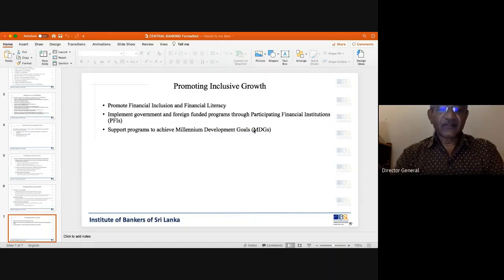And the other one is to support programs to achieve the Millennium Development Goals. The Millennium Development Goals are multiple, and that is also leading to alleviation of poverty. The central bank supports in that area as well.